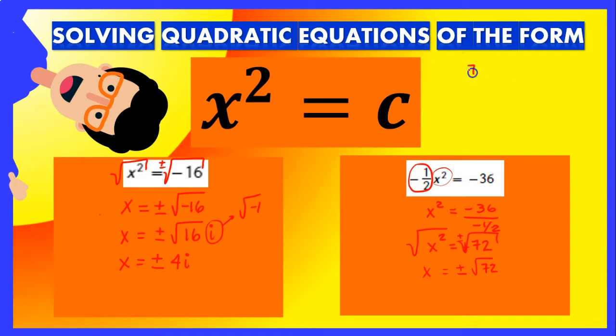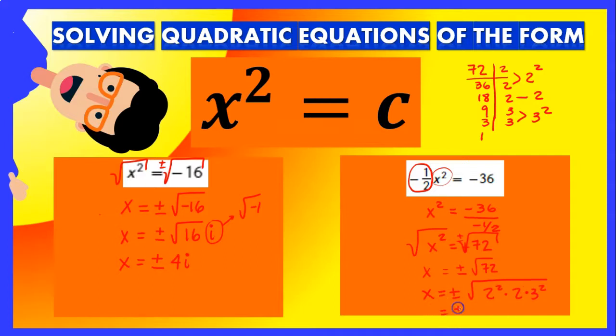Now remember, 72 is actually broken down by 2 into 36, by 2 into 18, by 2 into 9, by 3 into 3, and by 3 again into 1 finally. So we can express this as 2 to the power of 2 times 2 times 3 to the power of 2. So x is equal to plus or minus the square root of 2 to the power of 2 times 2 times 3 to the power of 2. And that is going to be equal to plus or minus, and then this 2 and this 3 can come out of the square root, meaning that it is going to be 6 times the square root of 2.